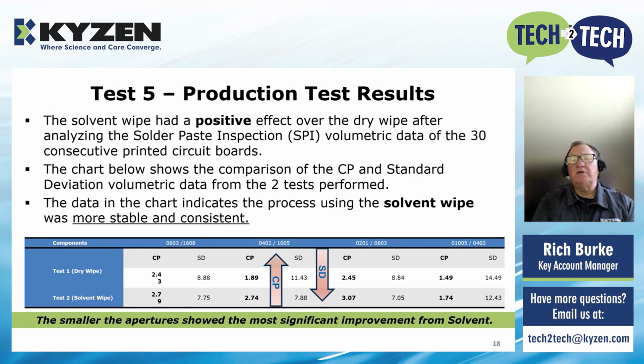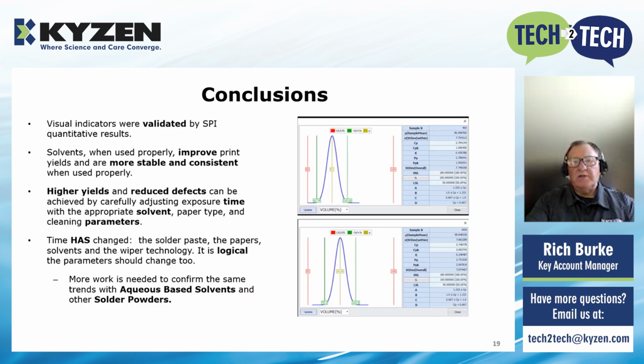So a more stable and a more consistent process when we go to a wet wipe process over that of a dry wipe process. So it does answer the question for us that using a solvent is not a negative when it comes to the underside wipe process in terms of print quality, but actually a positive.